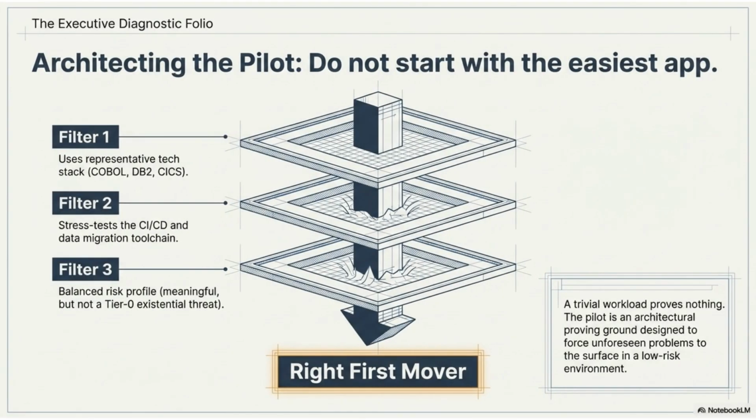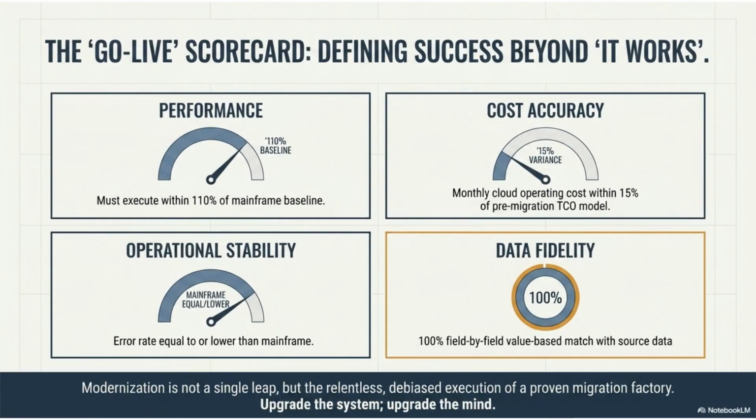When architecting the pilot, do not start with the easiest application. Select a right first mover that uses representative tech, stress tests the toolchain, and has a balanced, meaningful risk profile. This proves the architecture in a low-risk environment. The Go Live scorecard defines success beyond just "it works." Key metrics include performance at 110% of baseline, cost accuracy within 15% variance, mainframe-equal operational stability, and 100% field-by-field data fidelity. Modernization requires a proven migration factory.